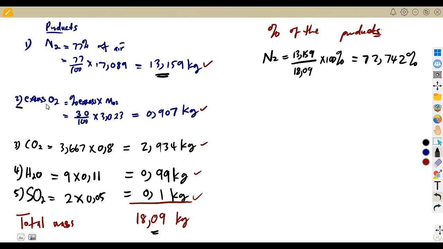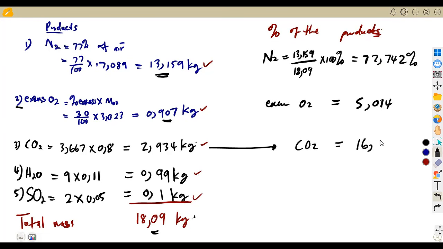Then we do the same for excess air. In this case, for excess O2, you're going to have the same. You just take this mass over the total mass times 100%. So that was going to give you 5,014. You do the same thing for carbon dioxide. You are going to obtain the mass here over the total mass times 100%. Carbon dioxide was going to give you 16.219%.